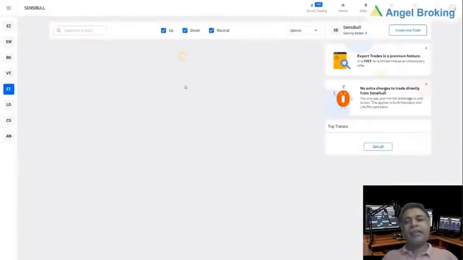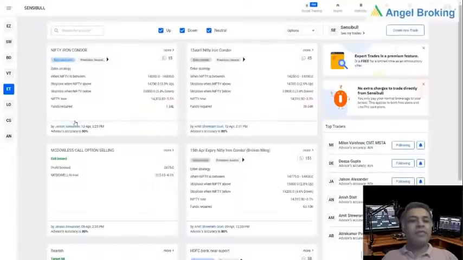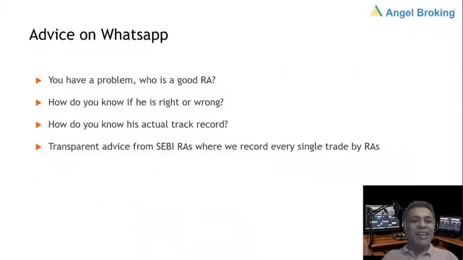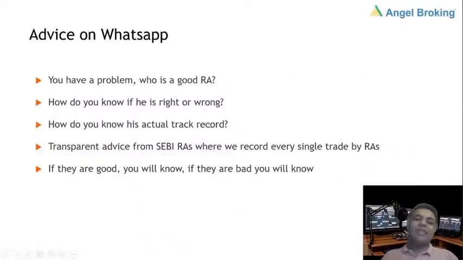So again, these trades come from SEBI registered advisors who are fully transparent. You know how much is their P&L, you know what kind of traders they are. This is probably the only advisory marketplace in India where we are actually on the side of the user and not on the side of the advisor. So basically our idea is this, right? If they are good, these advisors, you will know. If they are bad, you will know.